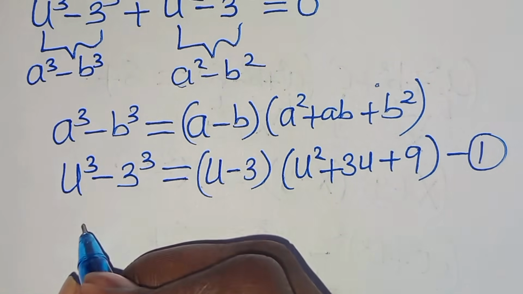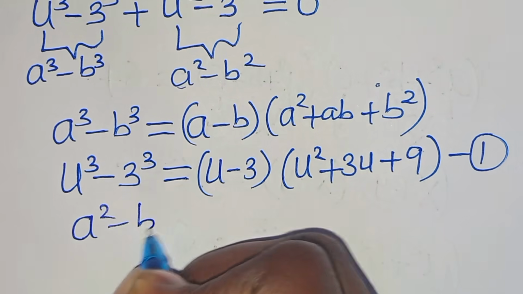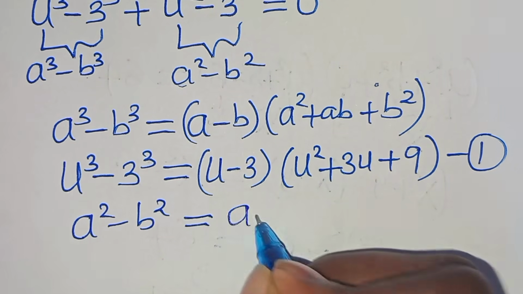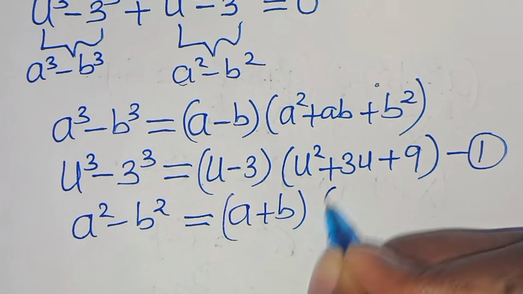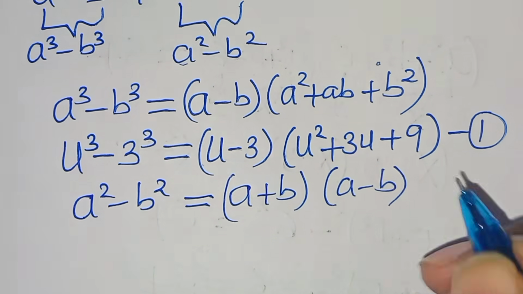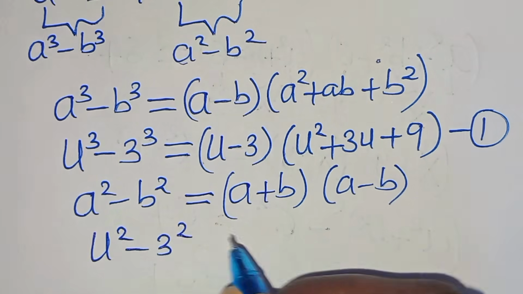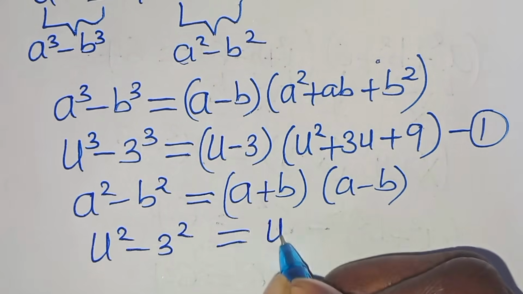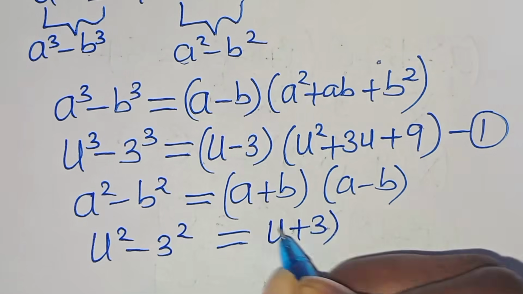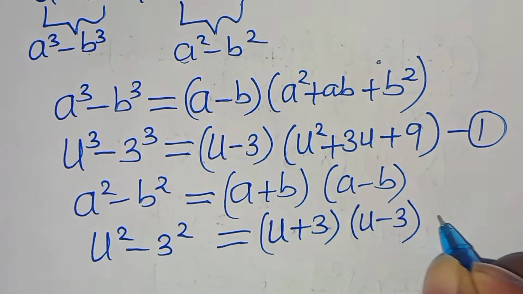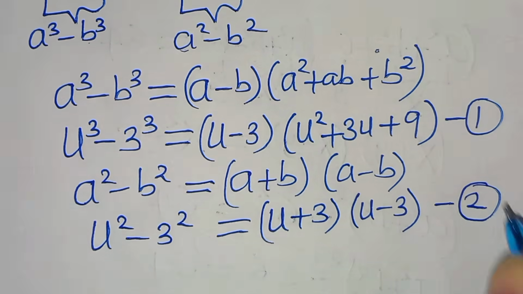Then the second part is the difference of two perfect squares that we can express as a squared minus b squared, that is a plus b, then a minus b. So therefore, we have u to the power of 2 minus 3 to the power of 2. This is the same thing as u plus 3, then we have u minus 3. Let's call this equation 2.